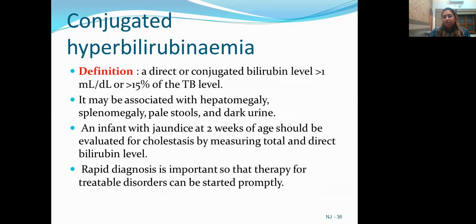Now, finally, coming to conjugated hyperbilirubinemia, which is a less common cause of neonatal jaundice. This is when a direct or conjugated bilirubin level of more than 1 mg per dl or more than 15% of the total bilirubin level is there. In some books, it's mentioned as more than 20% of the total bilirubin level as well. It may be associated with hepatomegaly, splenomegaly, pale stools, and dark urine.